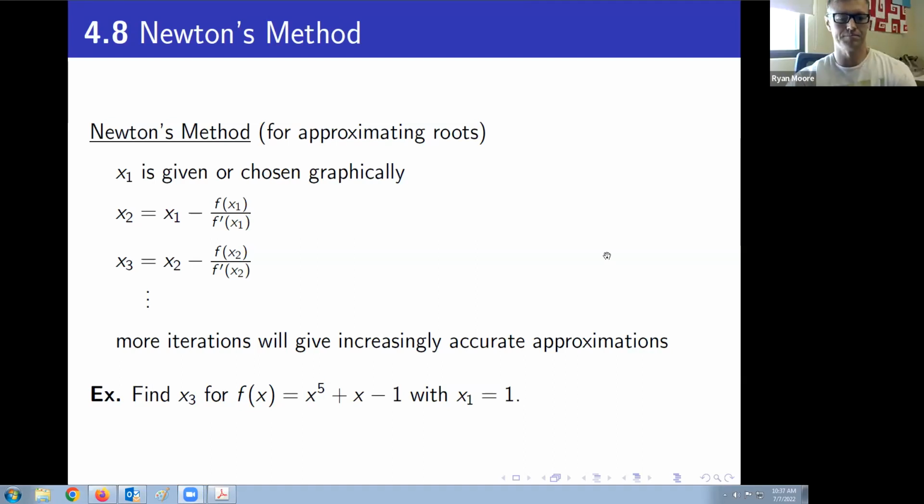All right. Where were we? We now understand Newton's method and how to do it really, really quickly, especially with the use of our calculators.